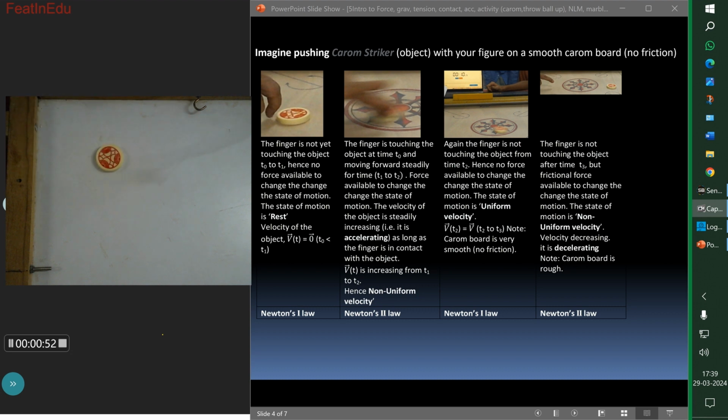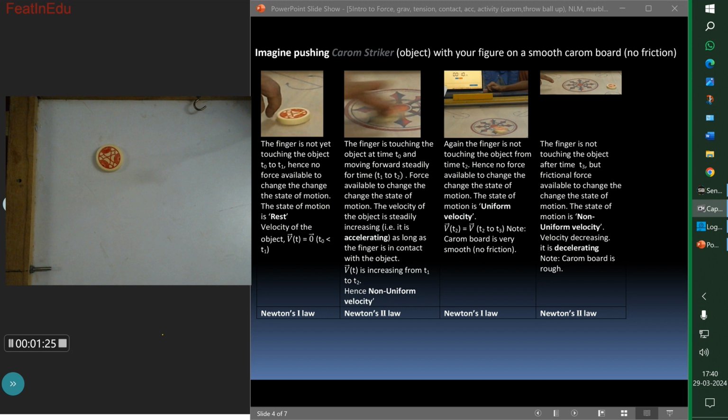Okay. At time t is equal to 0, the velocity vector v bar of t is equal to 0 bar for t naught less than t1. So what is t1? The instant of time after t0. Excellent. So for less than t1, I am not applying any force, so it is at rest.